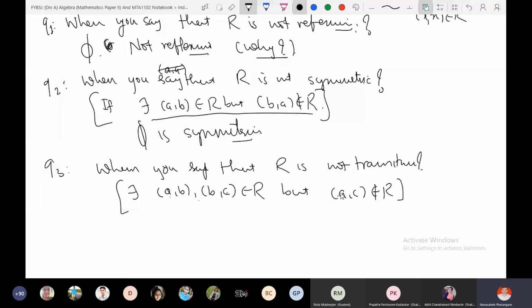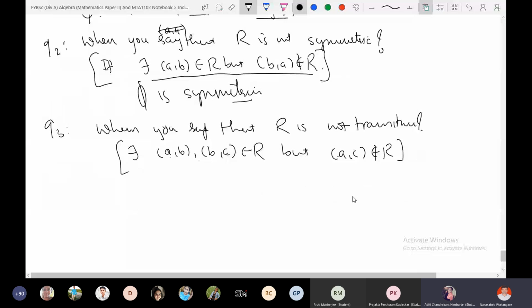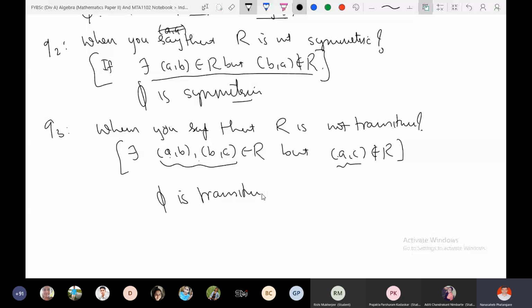Now, can you produce such evidence in the empty relation? No, sir. You cannot give me such pairs to check whether AC is there, so you have to accept it. So phi is transitive. Therefore, the empty relation is not reflexive, but it is symmetric and transitive. So that is clear. Very good.